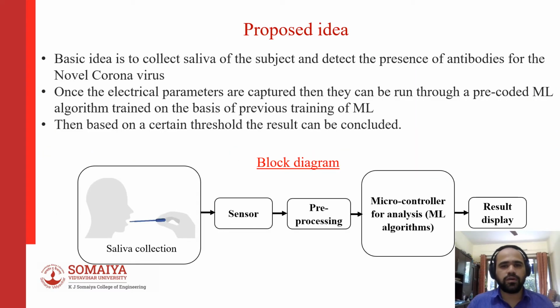So what we will do is we will collect a saliva of the subject which might have antibodies present because of the corona infection, and also we will take a different approach. One of them is electrical parameters of that captured saliva, and then we pass these parameters to a pre-encoded ML algorithm to detect if the patient or the person is having corona positive or corona negative reaction.